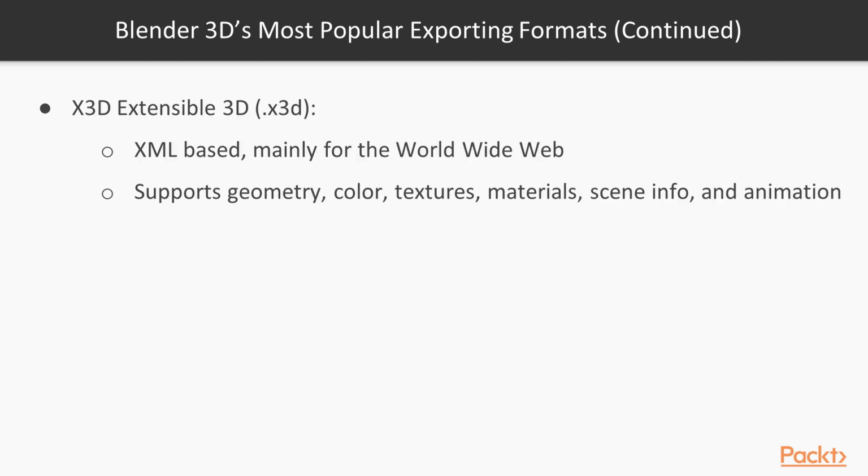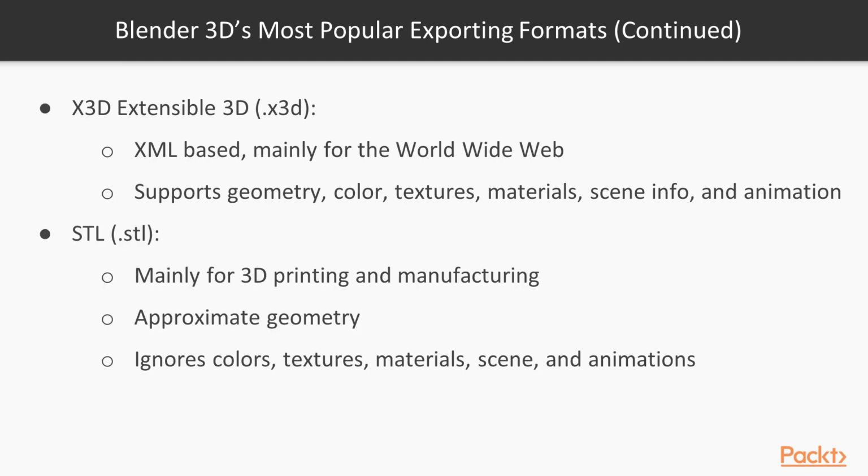Then you have X3D, extensible, your .x3d. This is an XML-based saving format. So XML is pretty much your World Wide Web, your internet, websites, web pages. This supports everything that you would need, supports geometry, color, textures, materials, scene info, and animation, but it is best specifically for the World Wide Web. So if you're having a website that you want to add a 3D object to, this is the format you're going to want to use.